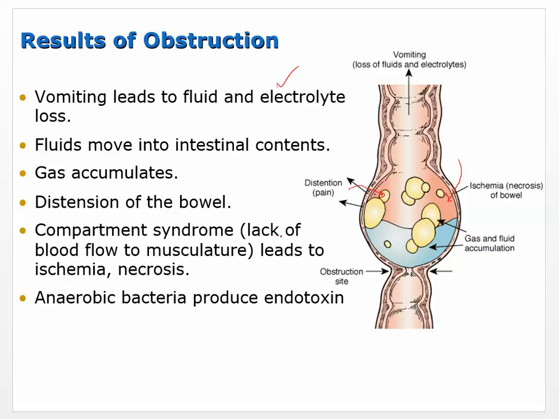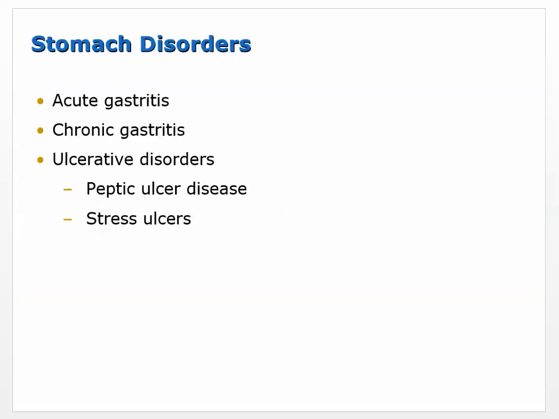Compartment syndrome can happen, and that's when you have lack of blood flow to the musculature, which can cause a buildup of toxins and lead to ischemia, necrosis, that kind of thing. Anaerobic bacteria can get a foothold when you have stasis of flow of just about anything. Bacteria can start to grow and divide and kind of take over, and so they may produce toxins as well.